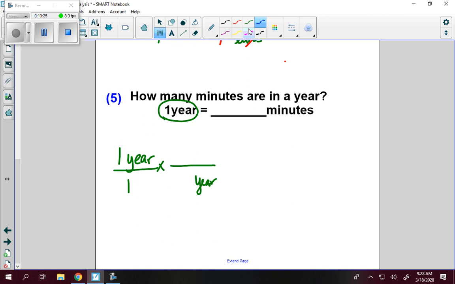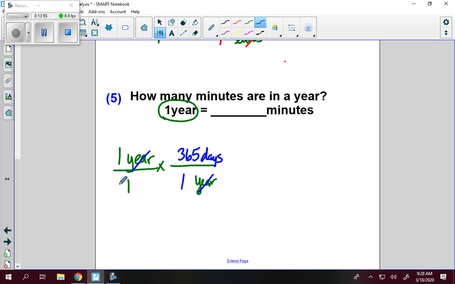And if I think about time, I can't go right from years to minutes, because if I could, my problem would be done. I can't go years to hours, because I don't know that either. I can't go years to days. If I went to months, then it would be a little bit more difficult because some months have a different amount of days in it. So I'm going to say that there are 365 days in 1 year.